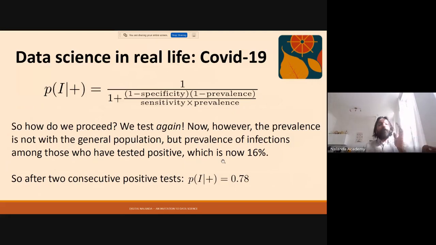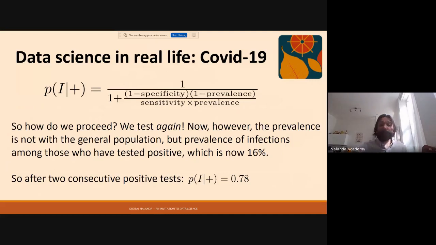So we just do it again. We just do another test. But now prevalence is 0.16. It's no longer 0.01. And for the same test specificity and sensitivity of 0.95, after 2 consecutive tests, that probability goes up a lot. It is now 78%.